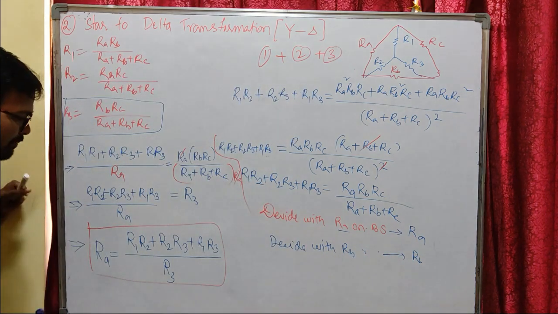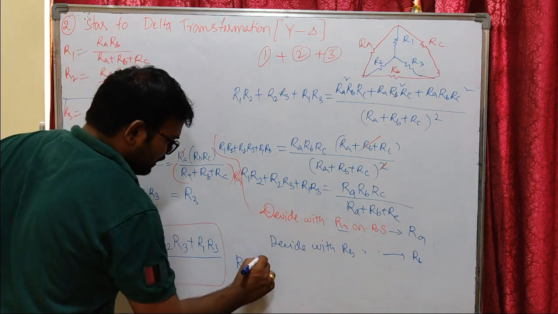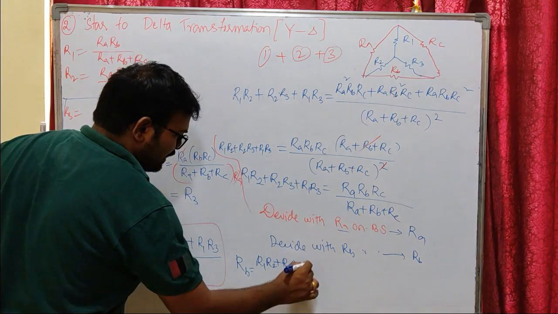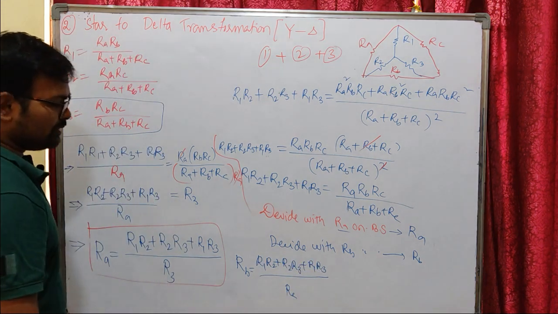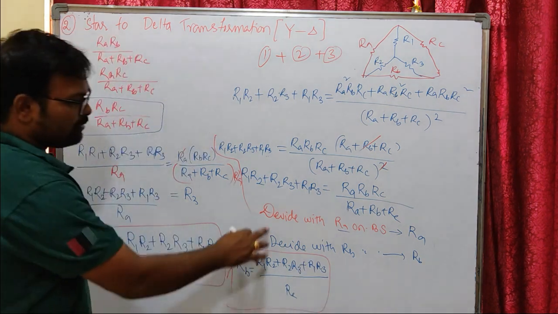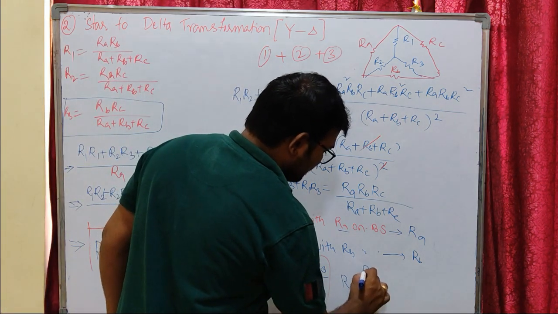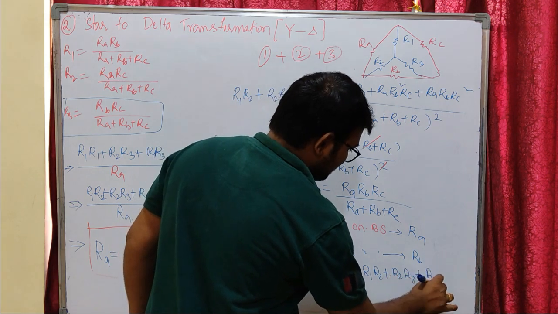Okay, so similarly RB can be written as, the numerator will be the same, R1 R2 plus R2 R3 plus R1 R3, whole by, here you will get R2. Okay, so this is the RB expression for delta. Similarly, if you divide this expression with RC, you are going to get RC. So RC equals, the numerator will be the same, R1 R2 plus R2 R3 plus R1 R3, whole by RC.